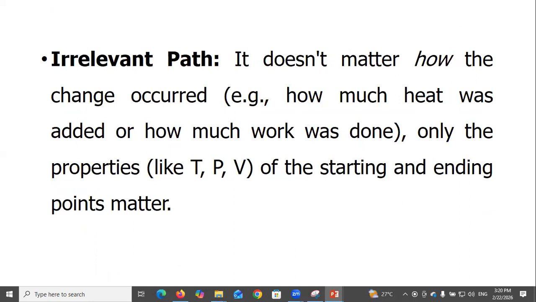Irrelevant path: it does not matter how the change occurred, for example, how much heat was added or how much work was done. Only the properties, temperature, pressure, volume, of the starting and ending points matter.